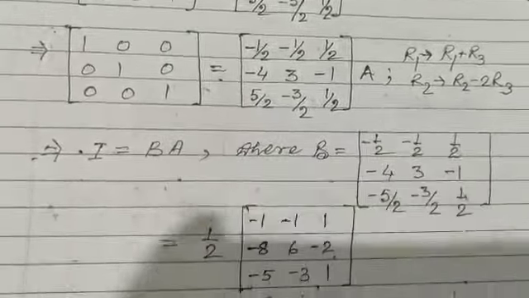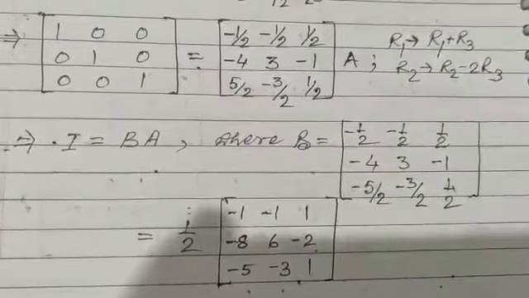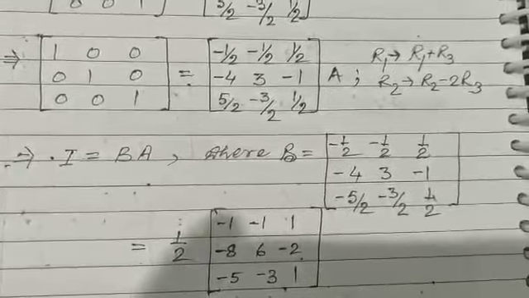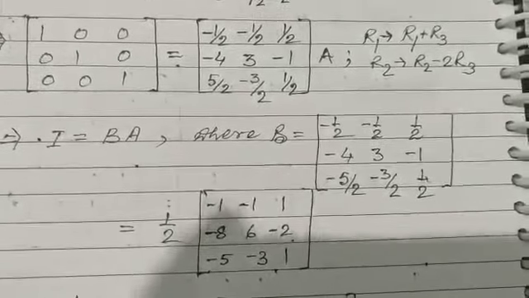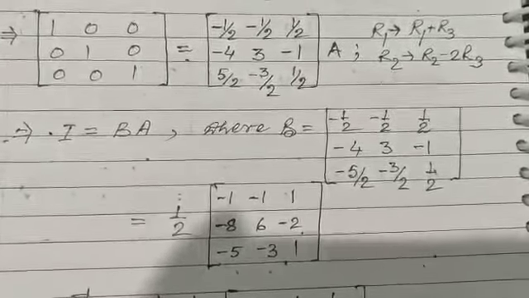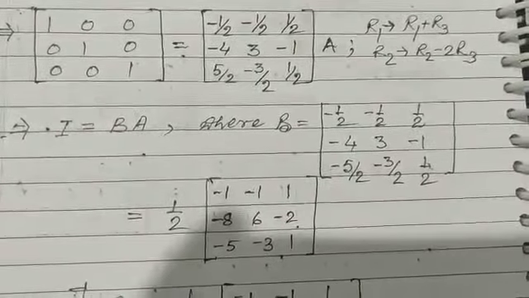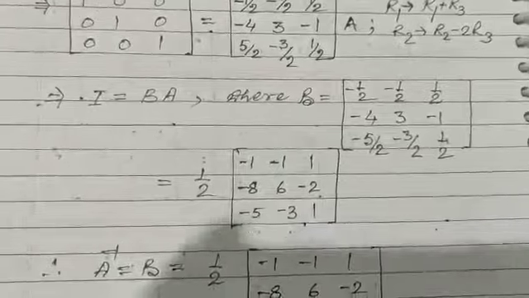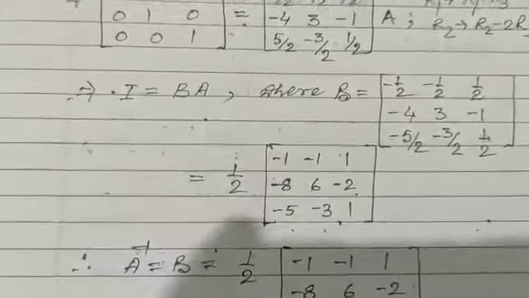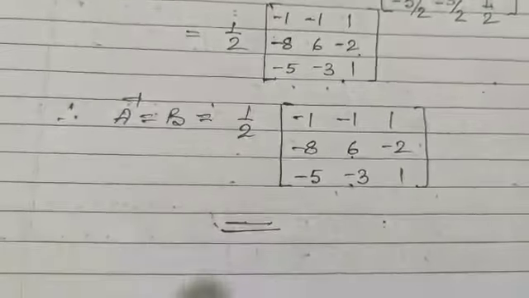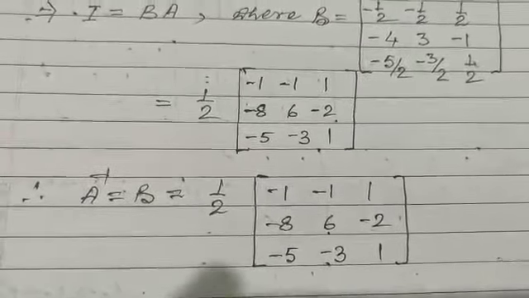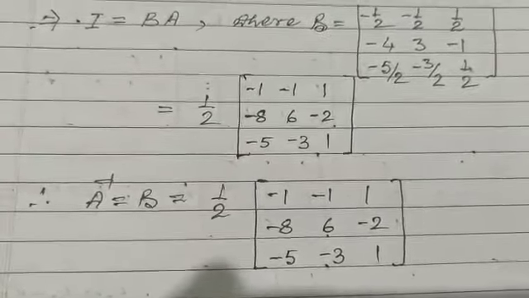So here again I can say I is equal to B into A, where B is equal to minus 1 by 2, minus 1 by 2, 1 by 2, minus 4, 3, minus 1, and 5 by 2, minus 3 by 2, 1 by 2. So the inverse of the matrix A is equal to B, which is half of the matrix minus 1, 1, minus 8, 6, minus 2 and minus 5, minus 3, 1.